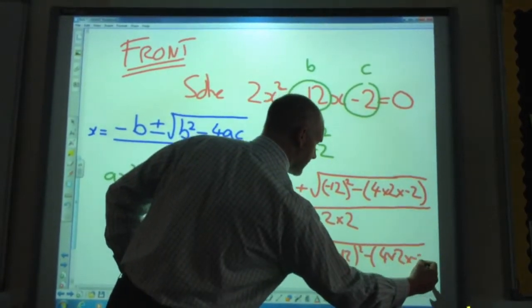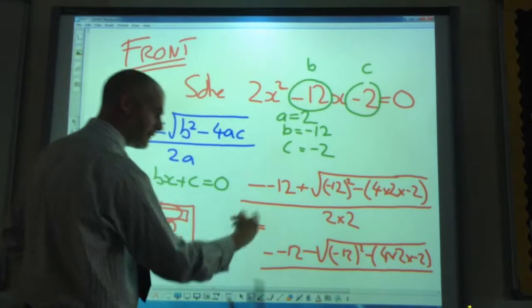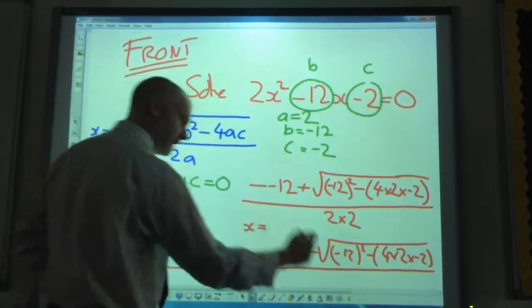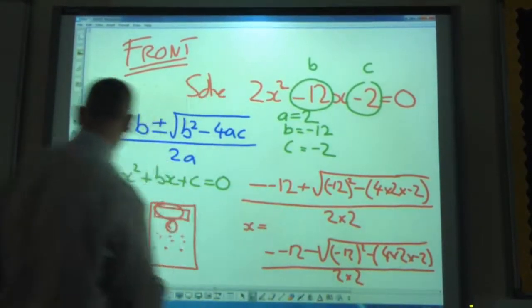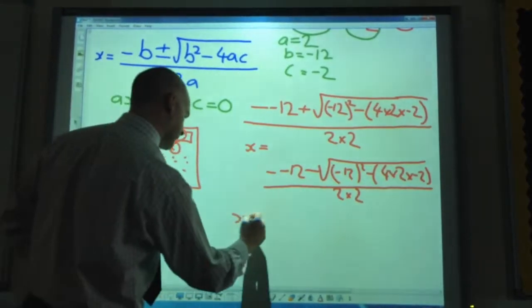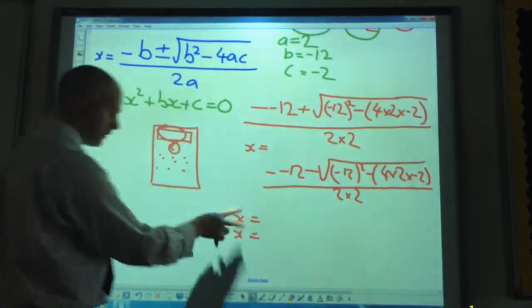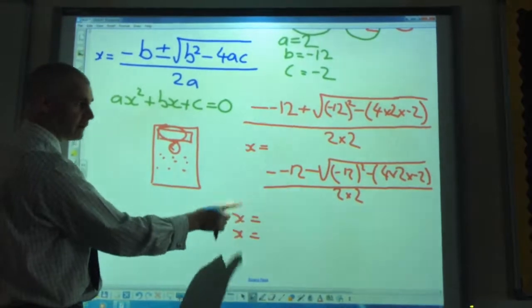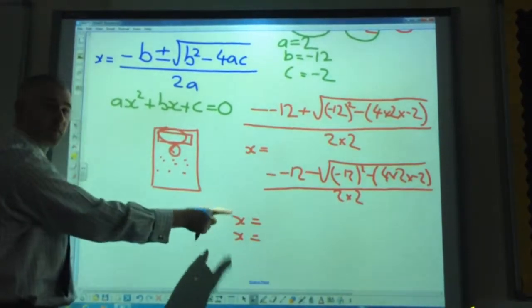The two answers you get out, and it doesn't matter which one came from the plus and which one came from the minus, you will get two answers. They are x equals and x equals. I'm going to ask two students in the class to tell me what they are now, because I can't do that in my head. Can someone tell me one of the x equals?